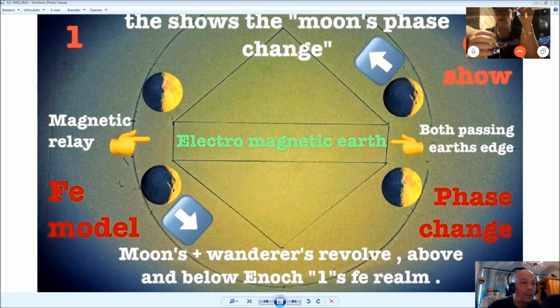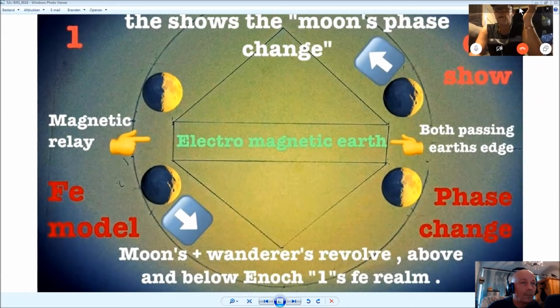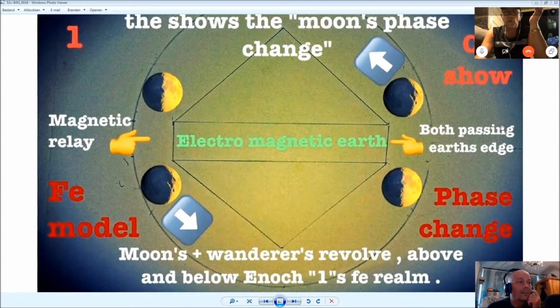These two memes go hand in hand. What other cosmology? The circle has no answers. The AE has no answers to where the phase change happens. The globe has no answer to where the phase change happens. Flat fact Earth, flat square fact Earth, Enoch 1. It's an electromagnetic realm. As the moons go past the magnetic edge of the Earth, it registers either a build-up of electromagnetic energy from the ether or from the sun, or it decreases.